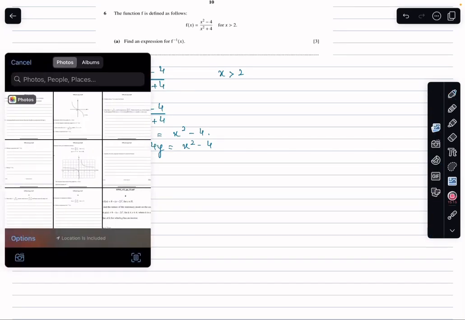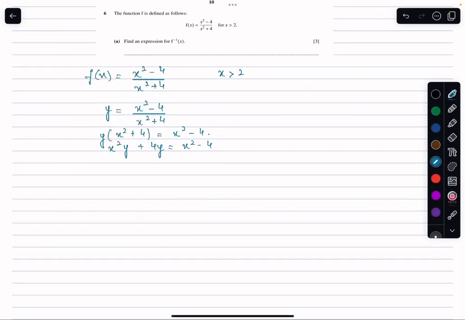Bring all the x's on one side so that this becomes x square y minus x square, and this becomes a negative 4 and a negative 4y. In other words, to flip the sign, I can say that this is x square common y minus 1, and this is a negative 4 common and 1 minus 1 plus y left here.